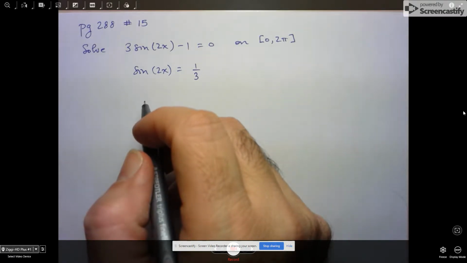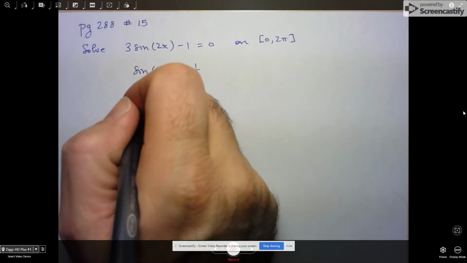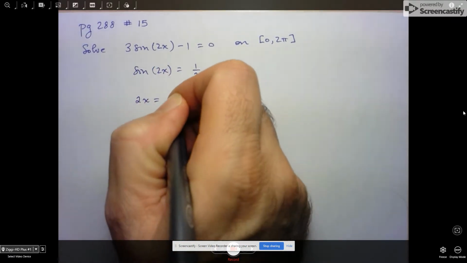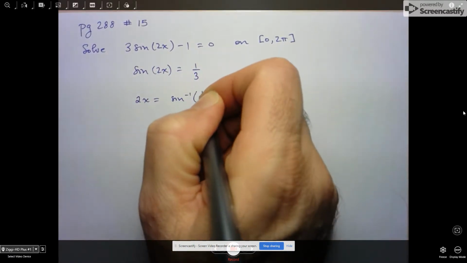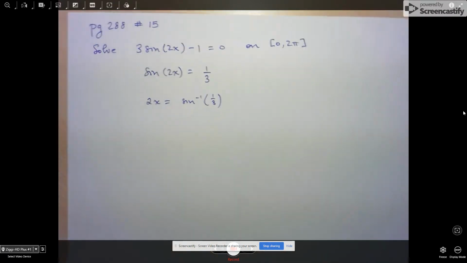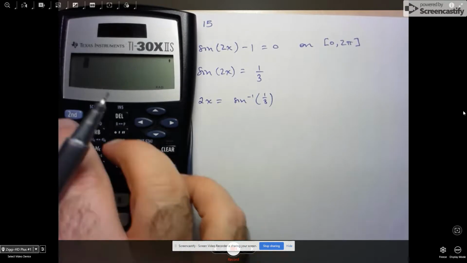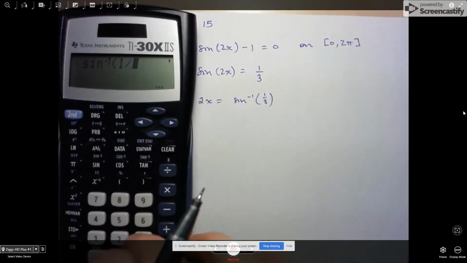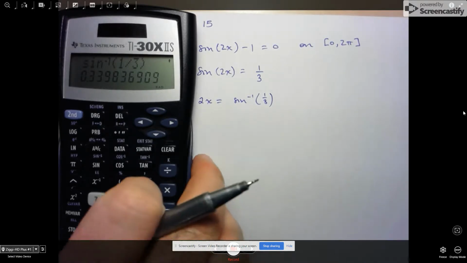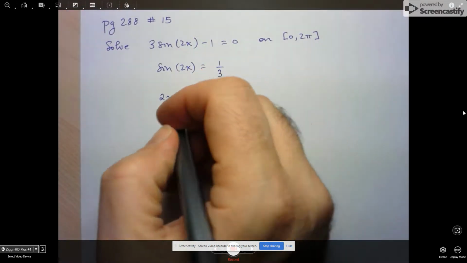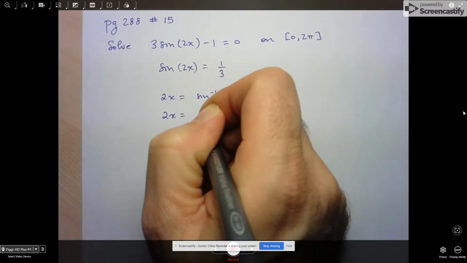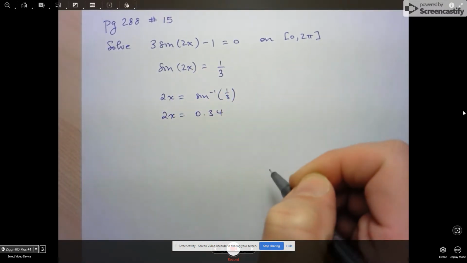Our next step is to determine two answers within our first cycle of sine, and we're going to do that using sine inverse. One option is that 2x is equal to sine inverse of 1/3, which we'll calculate. Let's get our calculator here. Sine inverse of 1/3 gives us 0.34. So 2x is equal to 0.34.